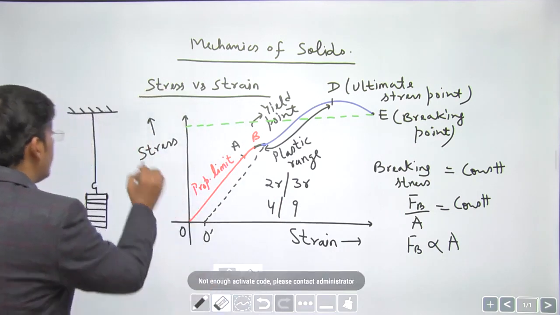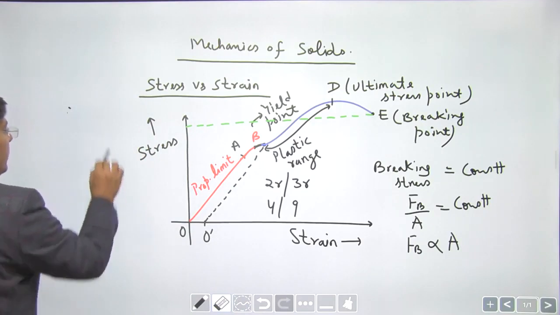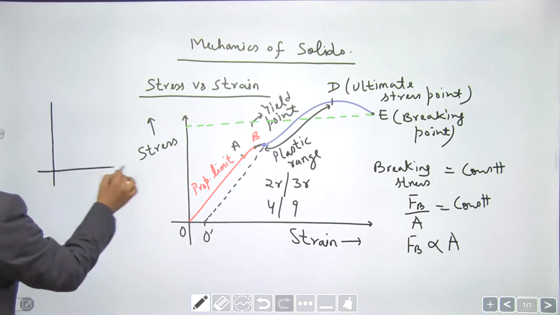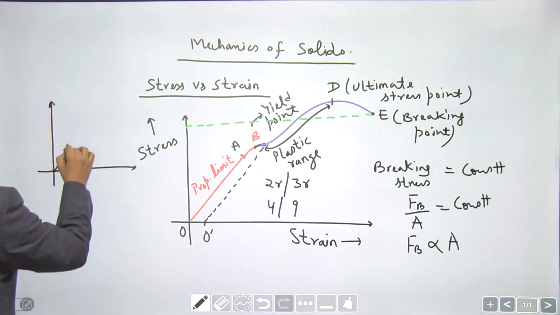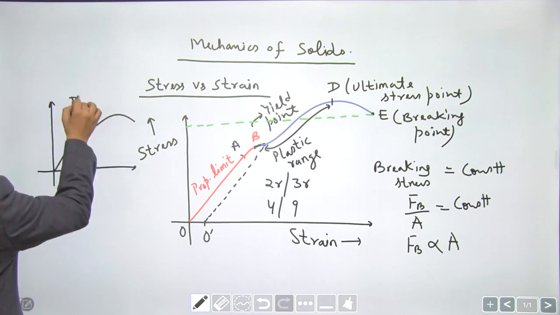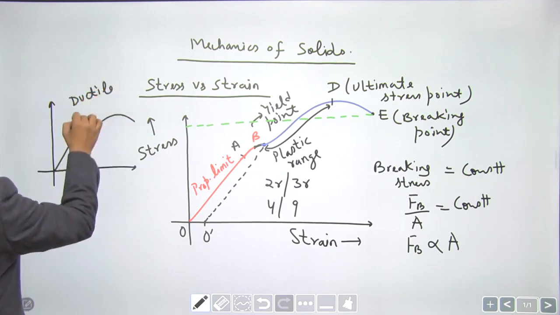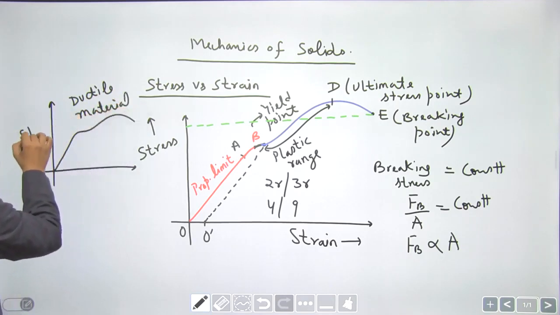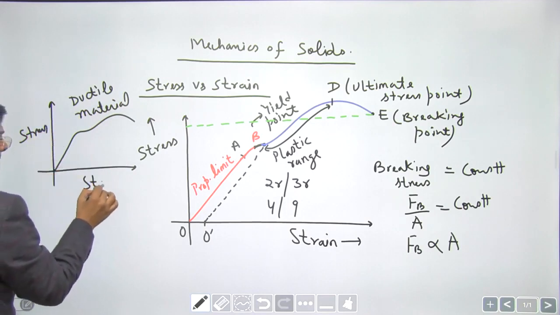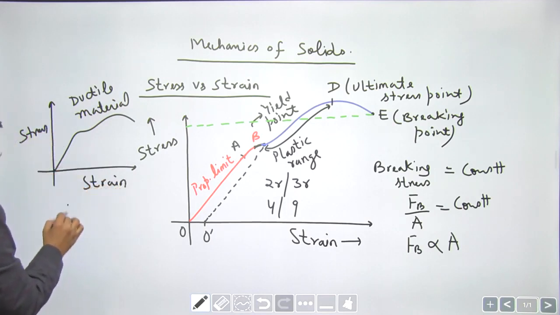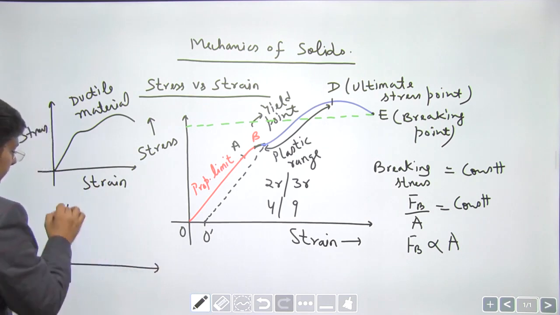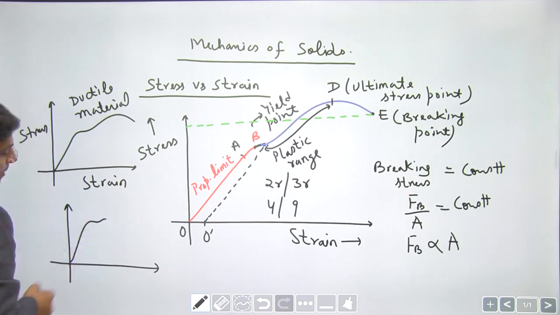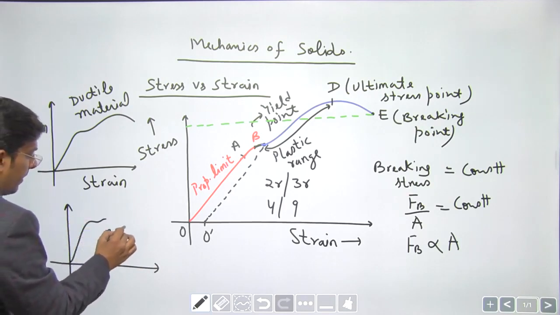One important thing also, before noting it down, you can differentiate between ductile and brittle materials. Ductile materials have a large plastic range. This is the stress versus strain curve for a ductile material. But brittle materials have a very small plastic range. Their yield point and breaking point are very close. This is for a brittle material, okay?